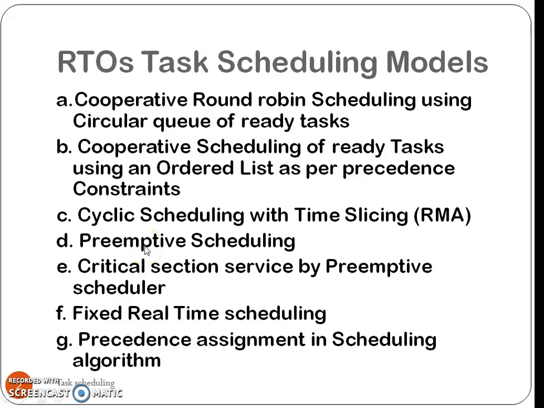So in the preemptive, you are preempting the priority, but in the second case, that is critical section service by preemptive scheduler, you are not having any block for the low priority task.